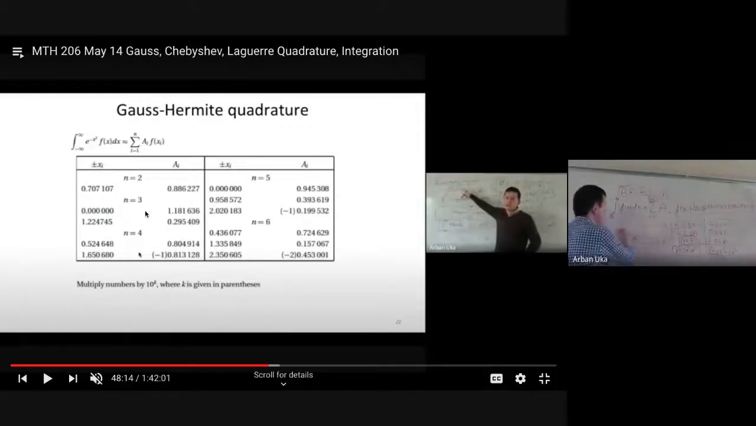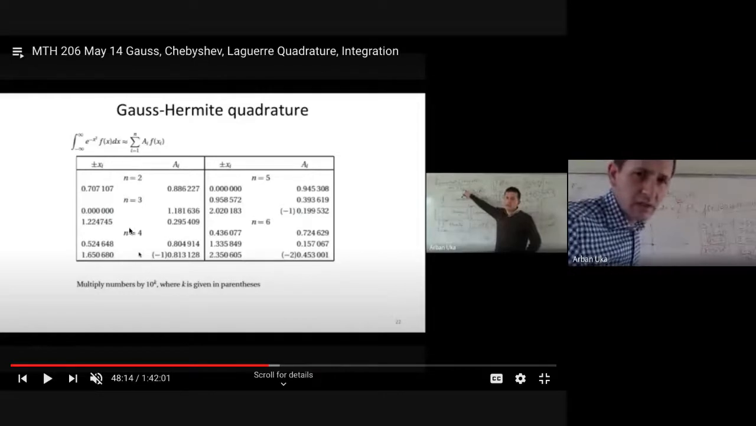So if I erase this part here, it looks like we have the x-axis, and the node, or the value of x for which we are going to evaluate the polynomial, is going to be 0. So it's going to be this point here. It's also going to be plus minus 1.22. So we have here minus 1.22 and plus 1.22. Okay, these are the nodes.